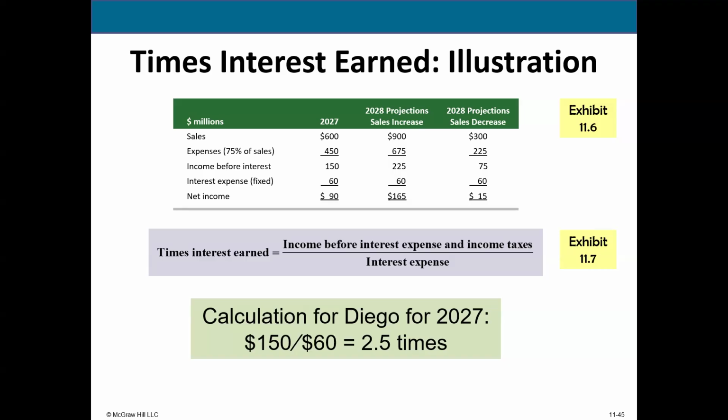So 150 million of income before interest and taxes, divided by their interest expense, in this case $60, tells me that they can pay their interest 2.5 times. And so that tells me that there's some risk here, but it's not very high.